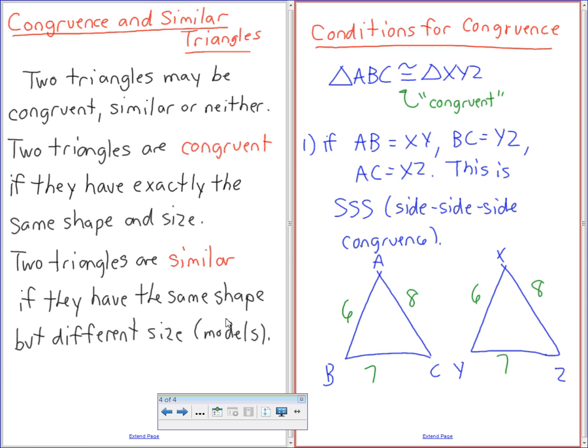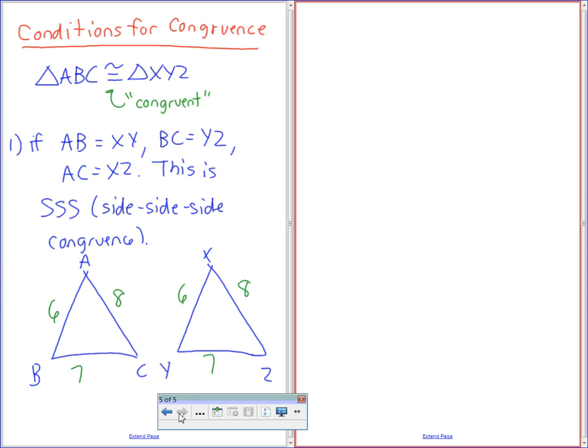Okay. Number 2. And we'll look through this stuff fast. This is only a minor one. We're going to say if AB equals XY and BC equals YZ and angle B equals angle Y.